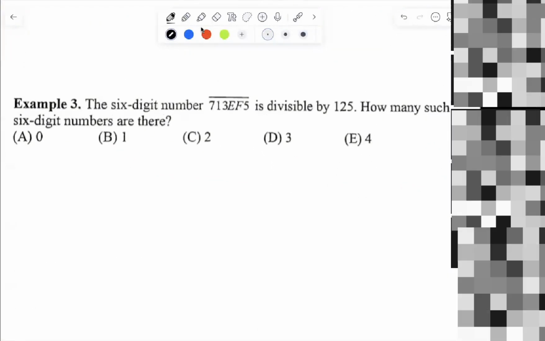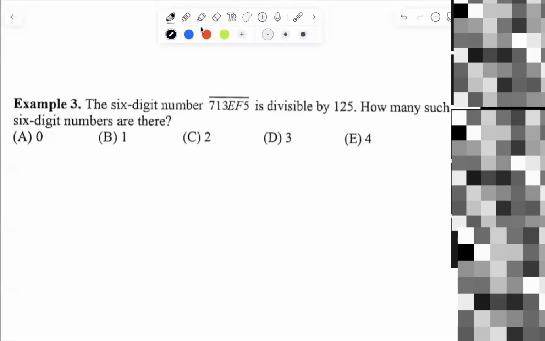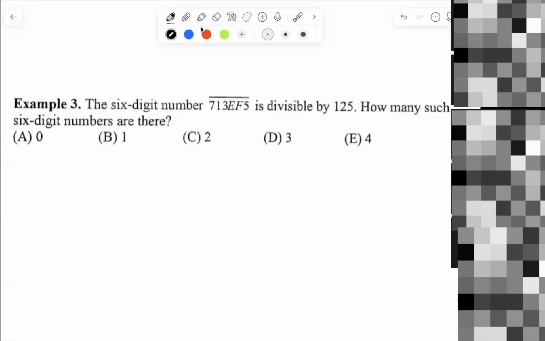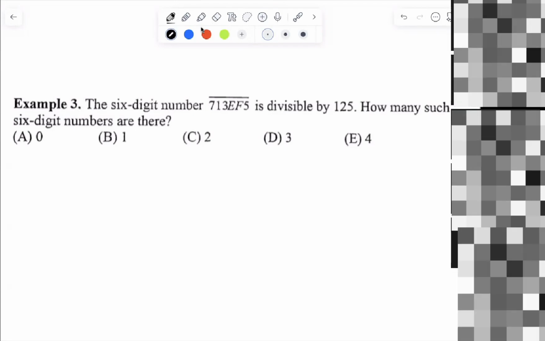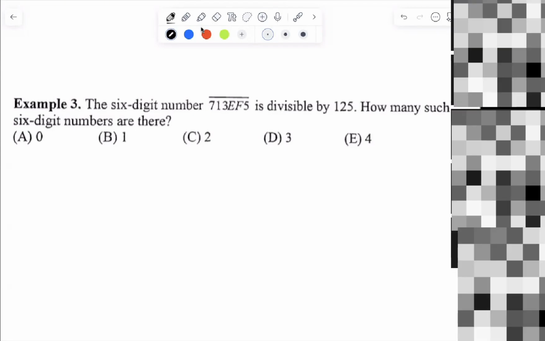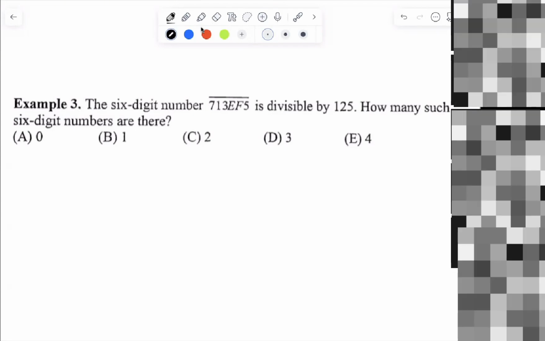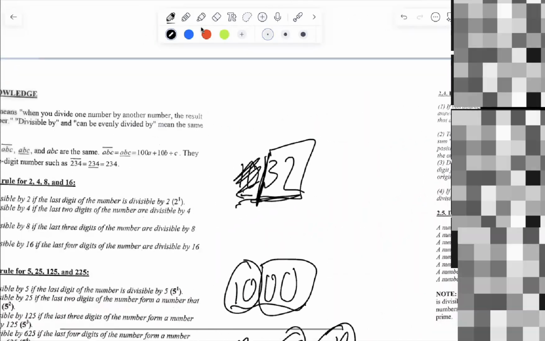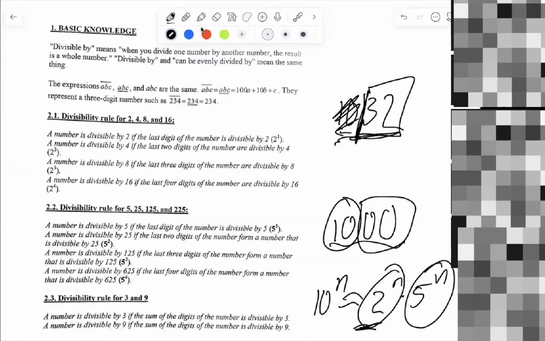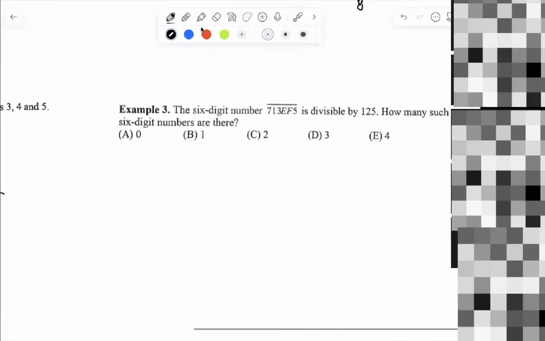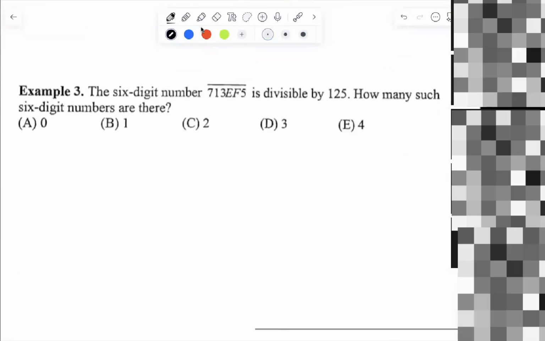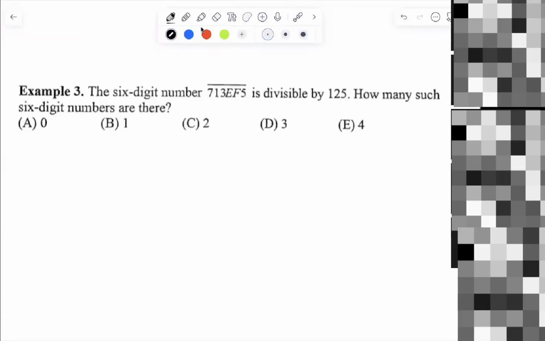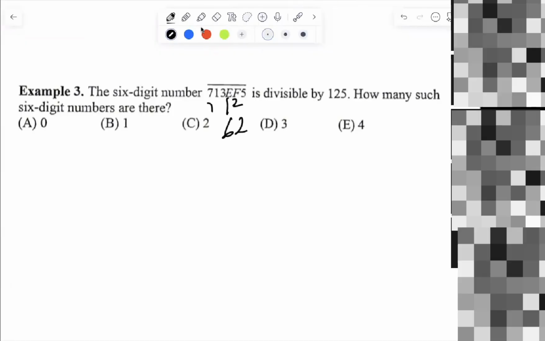Now we're doing example 3. The 6-digit number 713EF5 is divisible by 125. How many such 6-digit numbers are there? Alright, how do we do this? Notice that the last three digits can be either 125 or 625. So that's a total of 2 possible ways.